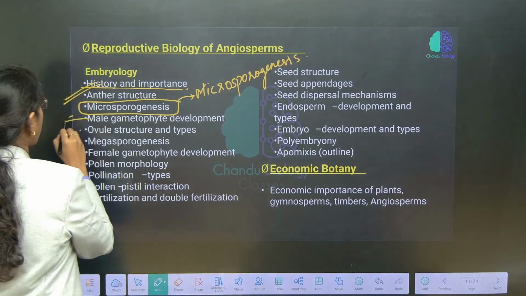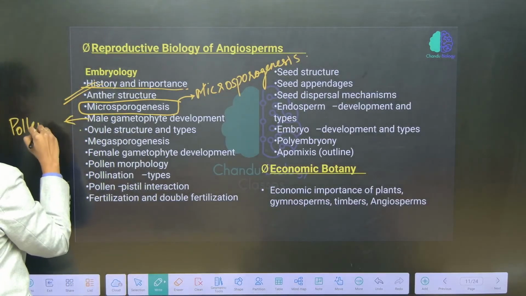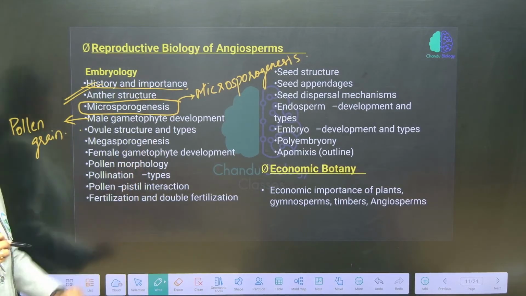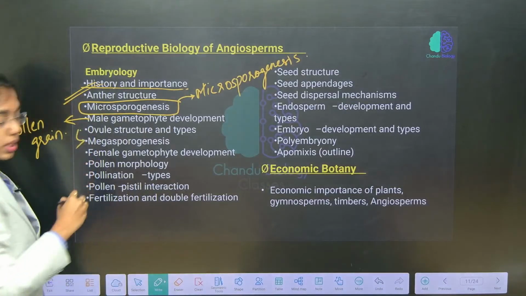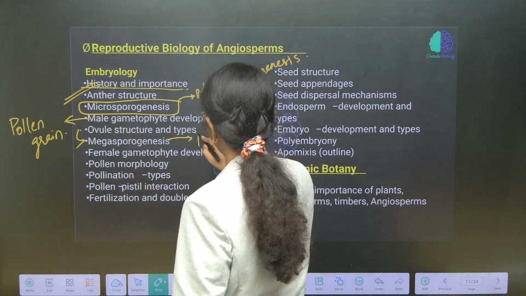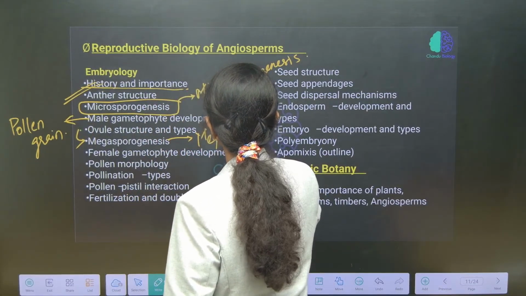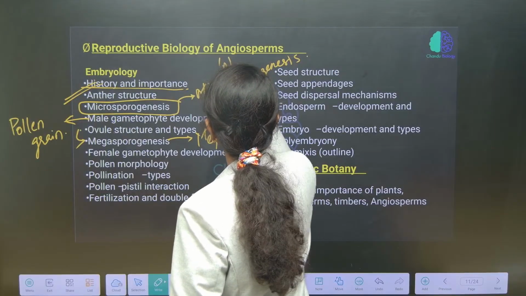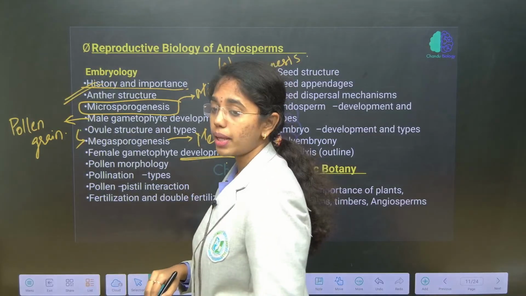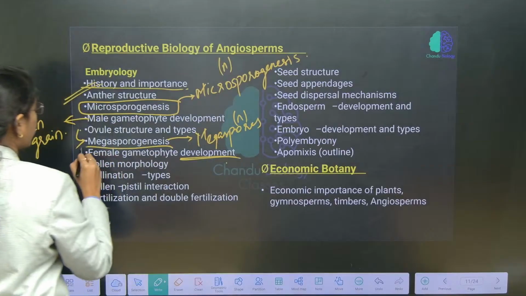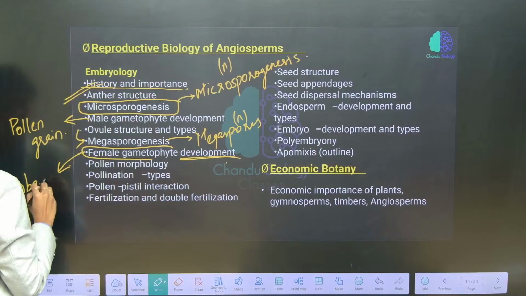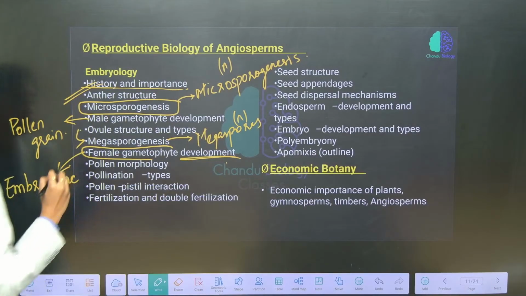Male gametophyte in angiosperms is pollen grain, right? How is it developed? Followed by ovule structure and types, followed by megasporogenesis, how megaspores are formed from megaspore mother cells, that is it, megaspores. Microspores and megaspores will be haploid, right? Next, female gametophyte development. What is female gametophyte in angiosperms? Female gametophyte is embryo sac. Embryo sac is the female gametophyte.